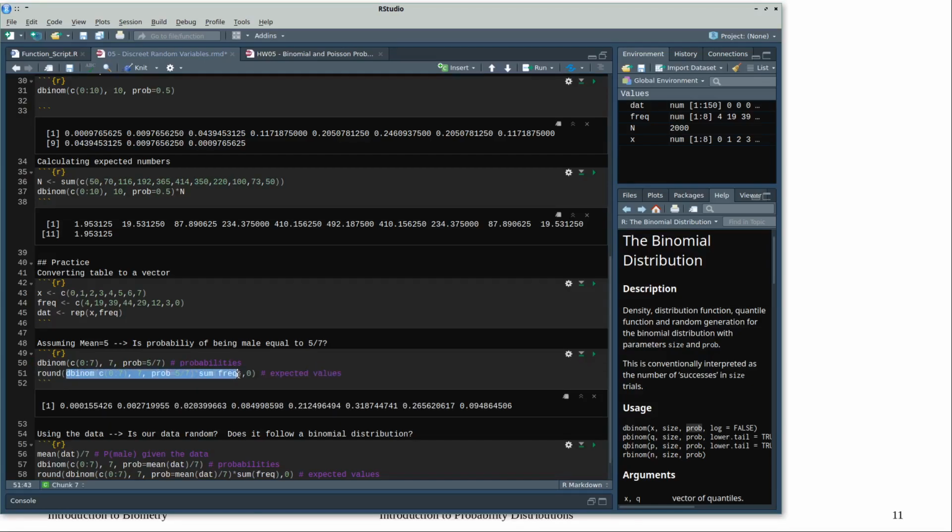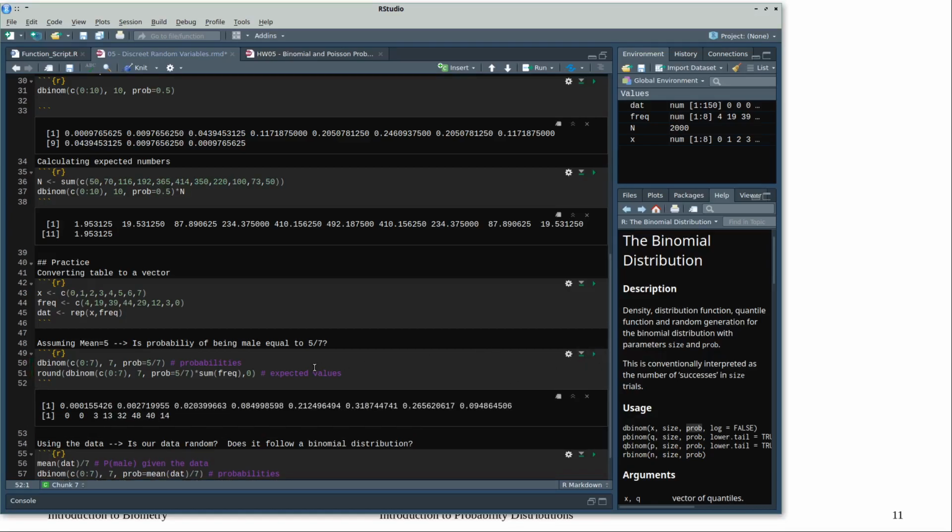So this is my expected, and you note that I did the sum of the frequency, and if I run that, I get numbers that are decimals. When we do goodness of fit tests, we typically want whole numbers since our data are whole numbers. So I rounded here to get the numbers that I listed in the table. So running the whole chunk, here are our probabilities. There are our expected numbers.